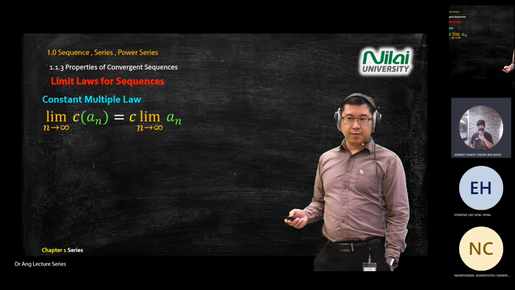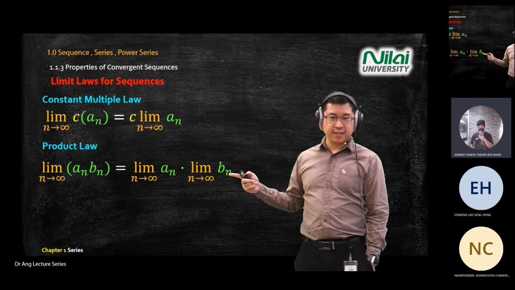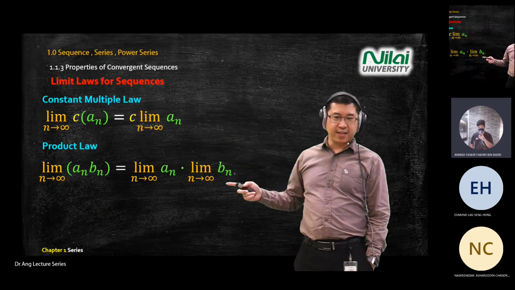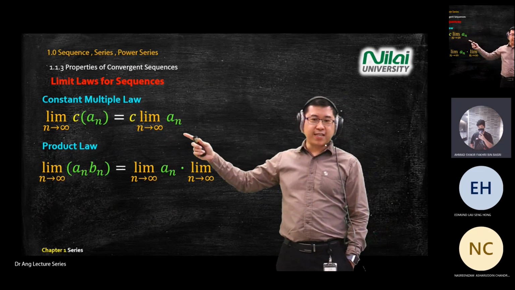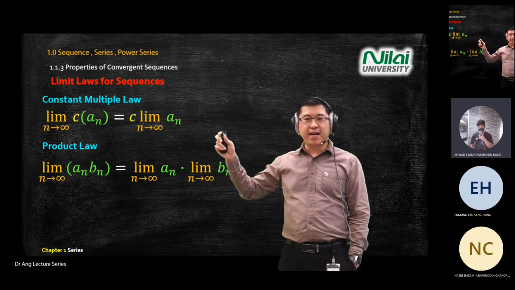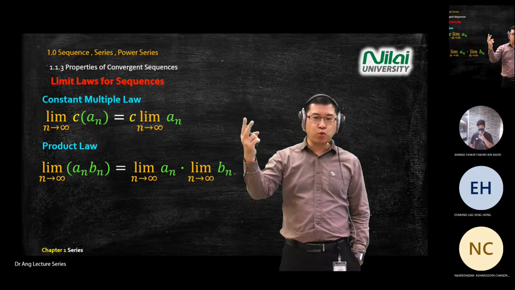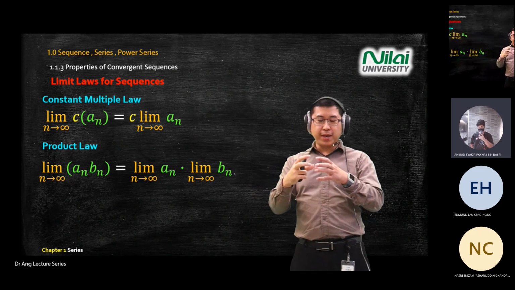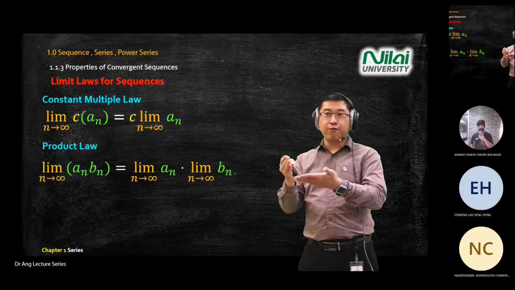Sir, in the multiplication one, what's the difference between the constant multiple law and the product law? Okay. If you have a constant value, let's say the question asks you to multiply by 100, multiply by 1000, multiply by 2, multiply by 3, to make the data become bigger or smaller. For example, your data is 1, 2, 3, 4, 5.